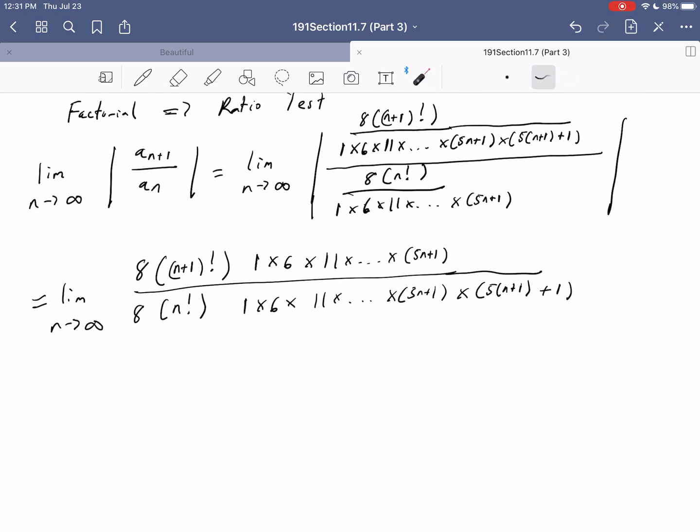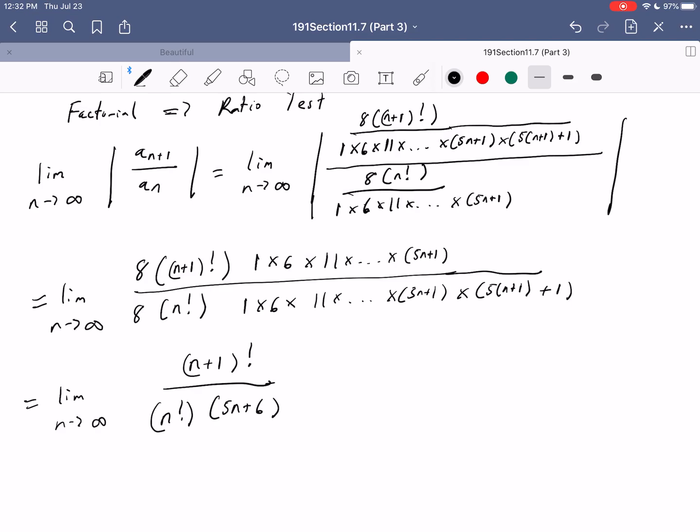Now, we have a lot of cancellations to do. First of all, notice that these parentheses are here to tell you that this 8 is not being multiplied onto that n plus 1. It's being multiplied onto the result here. So since we have an 8 on both, we can just cancel those out. Same thing here. We can cancel all of these things down to just having this left. So let's go ahead and do that. We now have the limit as n goes to infinity. Up top, we have n plus 1 factorial. And in the bottom, we have n factorial. And we only have this last one that remains. That's 5n plus 5 plus 1. So that would be 5n plus 6.